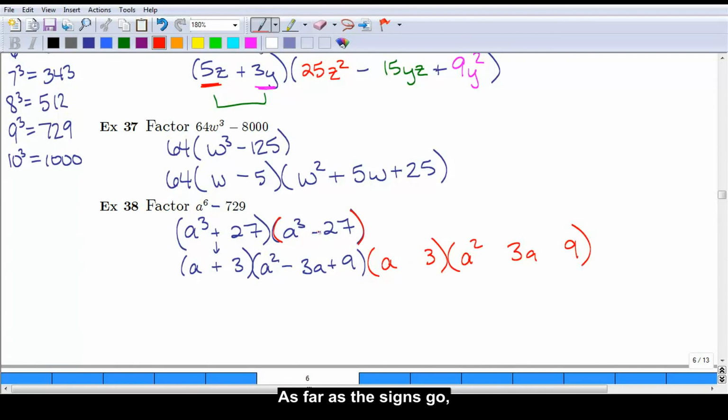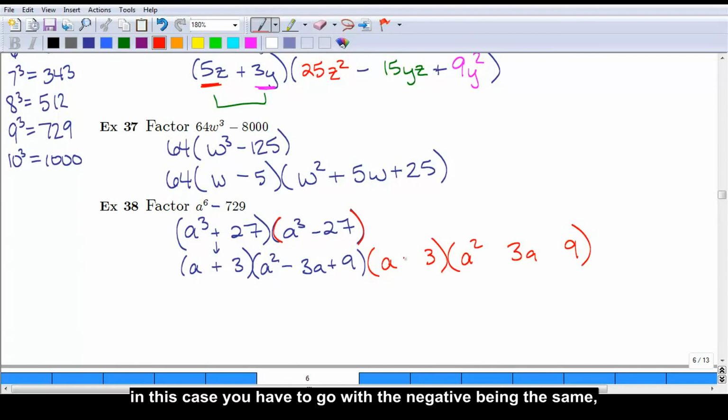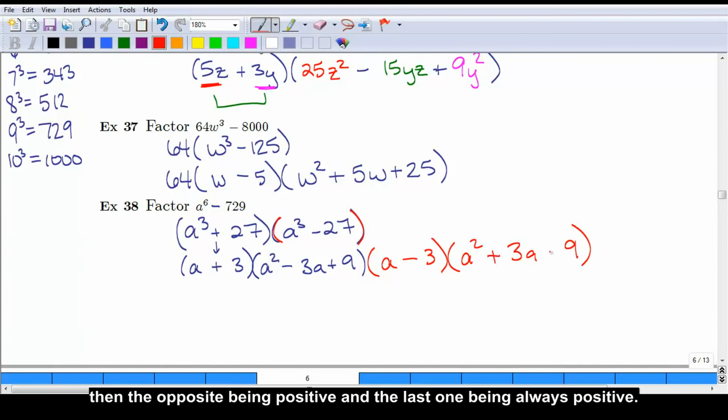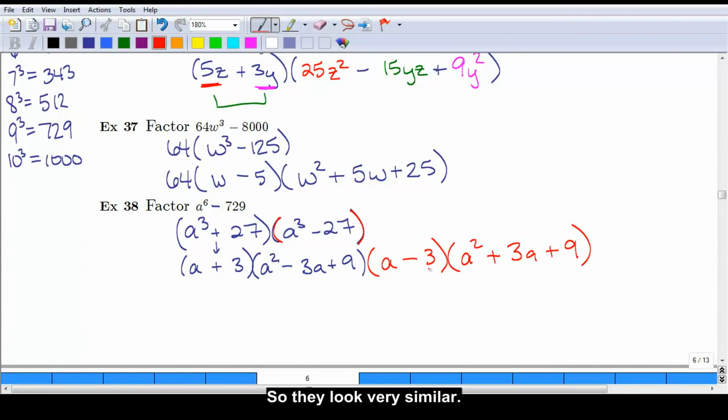As far as the signs go, in this case you have to go with the negative being the same, then the opposite being positive, and the last one being always positive. So they look very similar, the only difference is the signs.